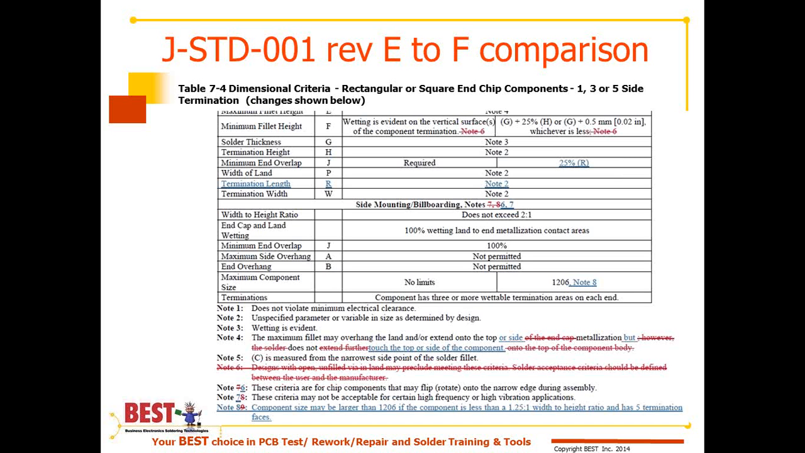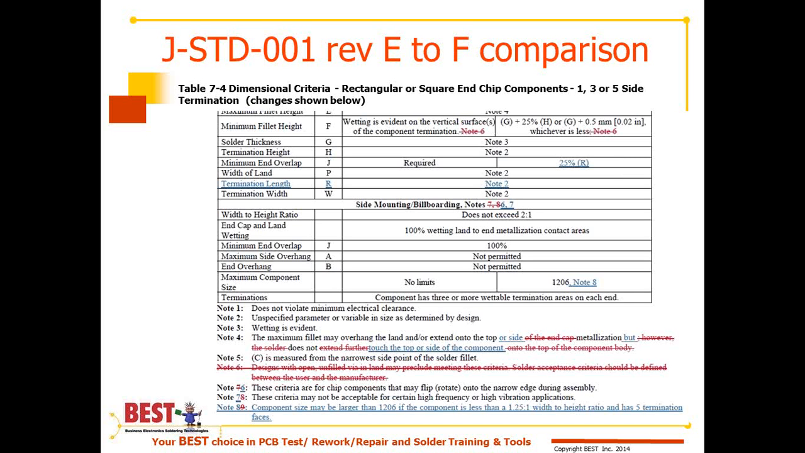Where it talks about the minimum fillet height, they've taken out the reference to Note 6. Note 6 has been deleted because this is covered now in the previous statement at the early part of the section. They've also changed the termination length to Note 2, that is an unspecified parameter.